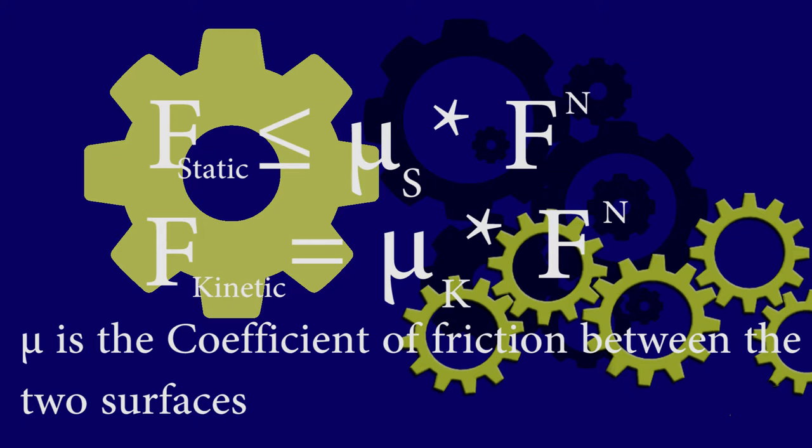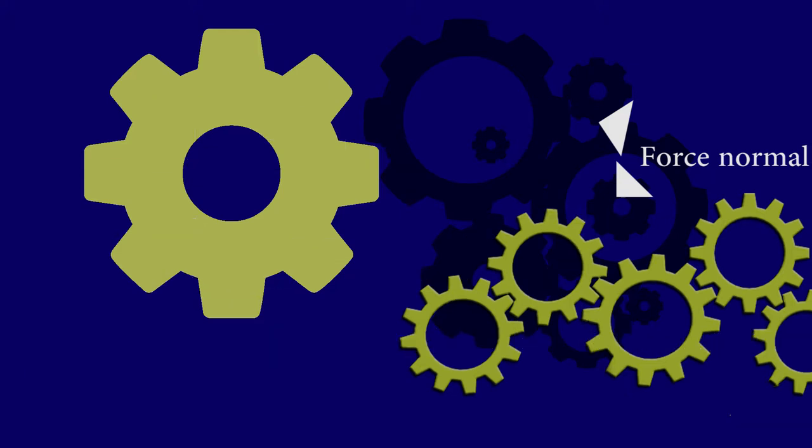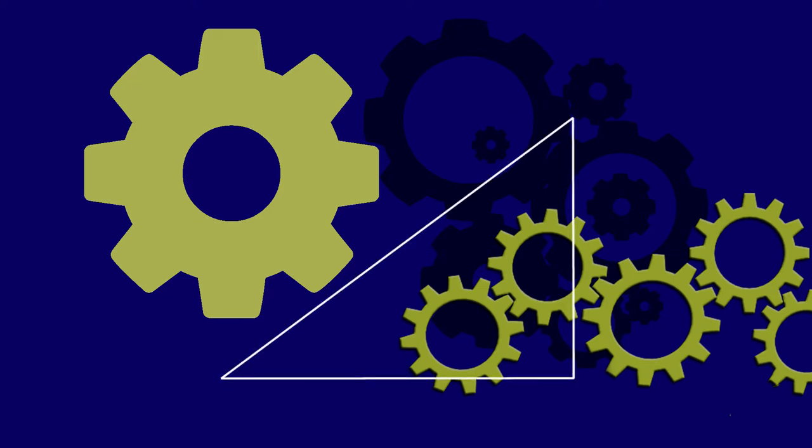Or I should say, it's a function of the coefficient of friction between the two of them, and the force pressing them together. It's called force normal. And the reason we call it force normal is partially because it's normal to the surface. Normal is just a fancy word for perpendicular, which means that if this is your surface, it faces this way.